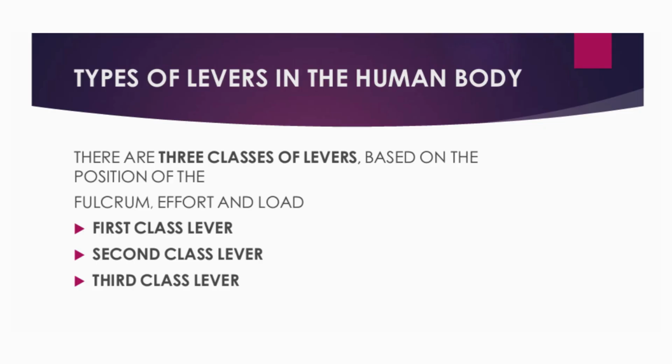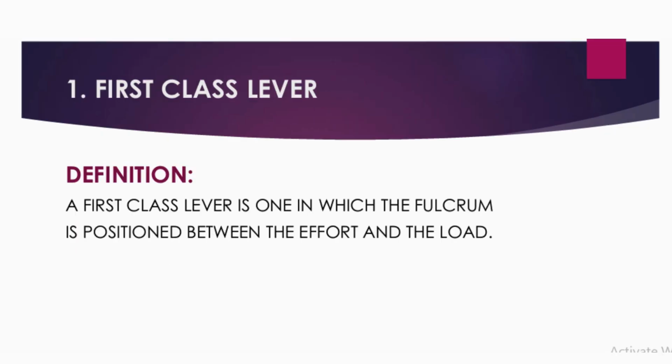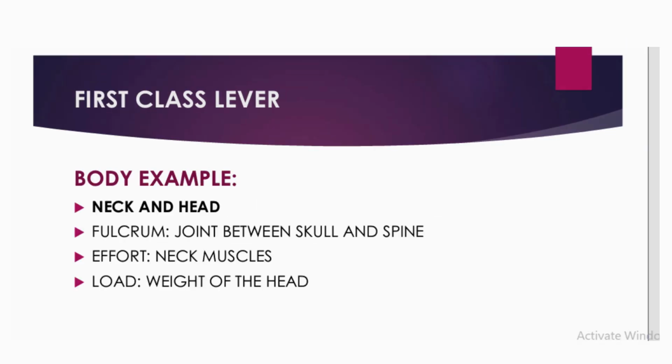There are types of levers in the human body. There are three classes of levers based on the positions of the fulcrum, effort and load. The first class, the second class, and the third class lever. The first class lever is defined as one in which the fulcrum is positioned between the effort and the load. The first class lever examples include the neck and the head.